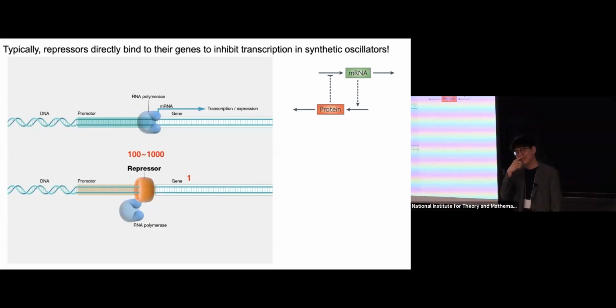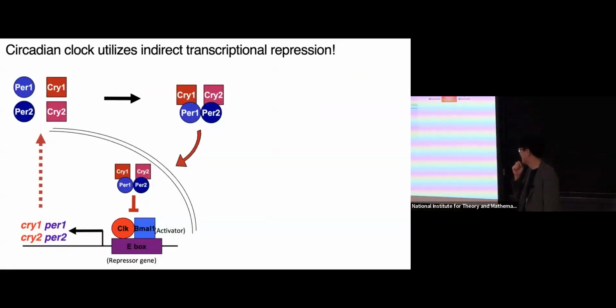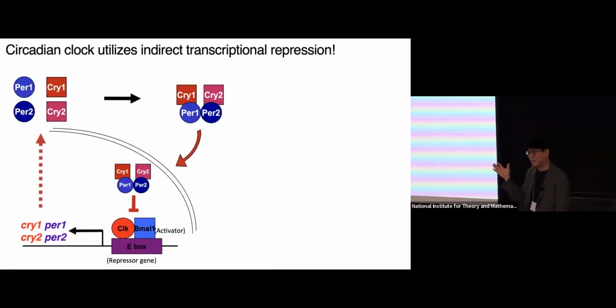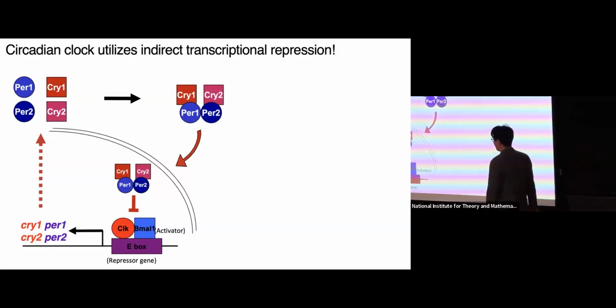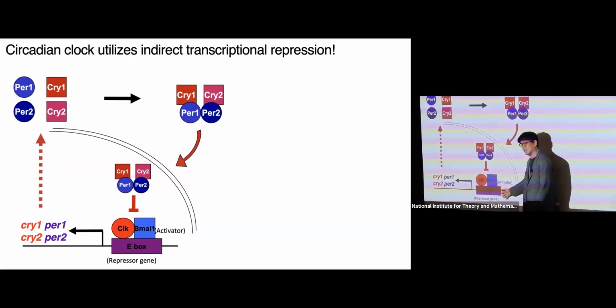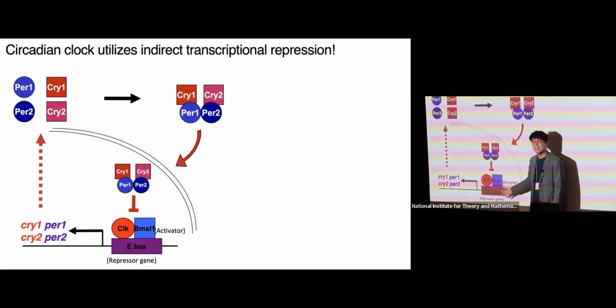Do you like it? You're a stochastic model, so the target is 1. Do you think it could be accurate or not? It's quite sensitive to the noise, right? The target is 1. However, the circadian clock utilizes a different way. Look at it. The repressor does not target the gene. They target the activator protein. So it's indirect repression.